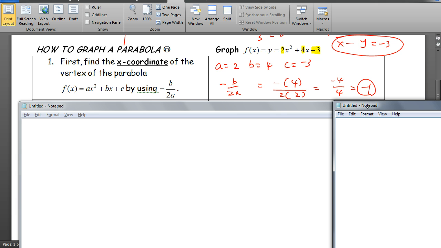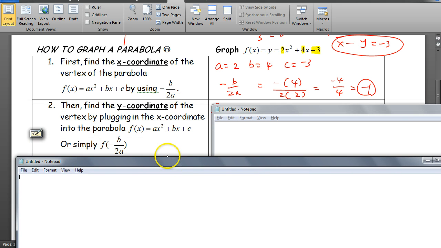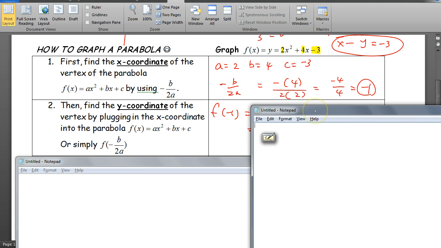How many forgot -1 as the x-coordinate of the vertex? Does that make sense? All right, once you find the x-coordinate, what do they tell you? Find, of course, the y-coordinate, and that's easy. All you have to do is plug it in, right? That's why it says f of -b over 2a. So you're basically looking for f of -1. Who's got this one? What did you get when you plugged in? How about, okay, one person got it? Aleph, what did you get?